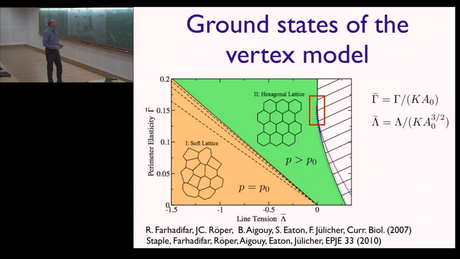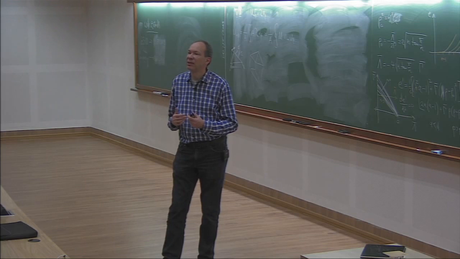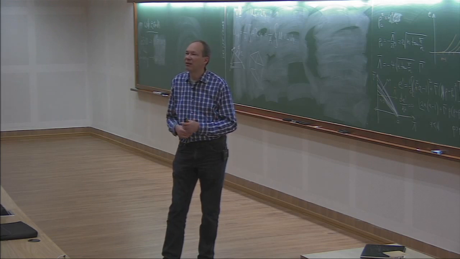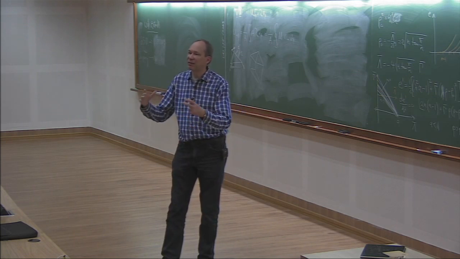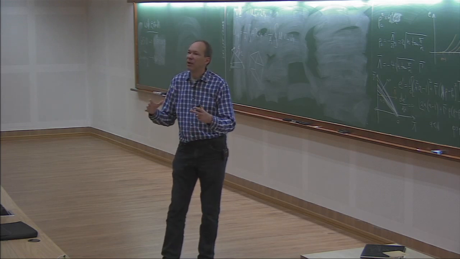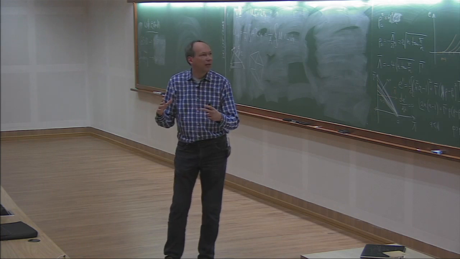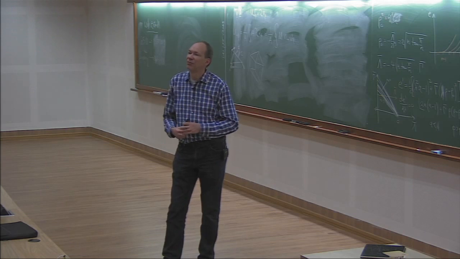If P0 is positive, it means that you can have an absolute minimum by having a preferred parameter. If P0 is negative, the parameter can never be optimal. The system is always under tension. If the parameter is the preferred parameter, there's no tension anymore. And if P0 is negative, you're always under tension.